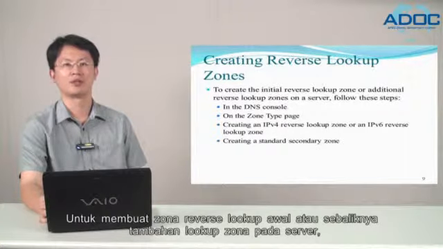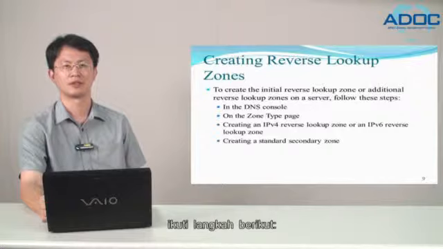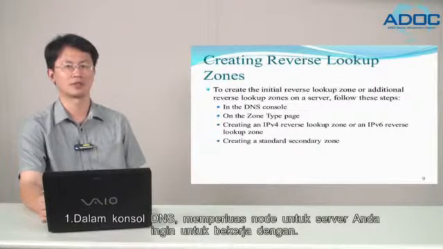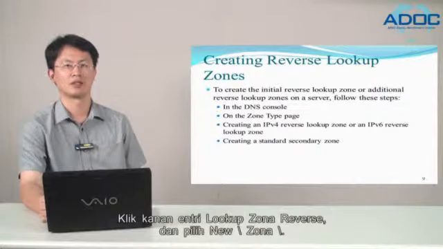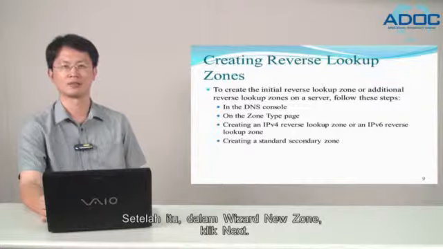To create the initial reverse lookup zone or additional reverse lookup zones on the server, follow these steps. In the DNS console, expand the node for the servers you want to work with. And right-click the Reverse Lookup Zones entry. And choose New Zone. Afterwards, in the New Zone wizard, click Next.